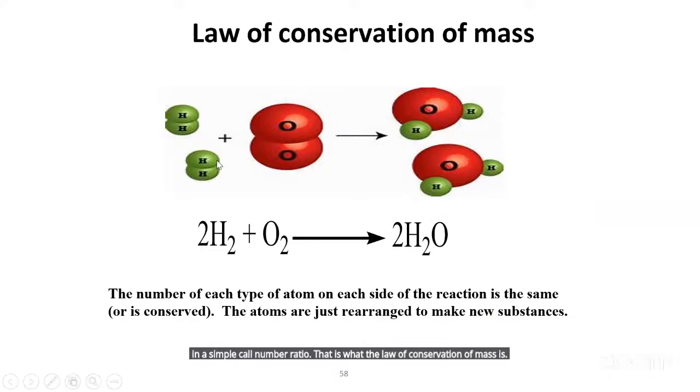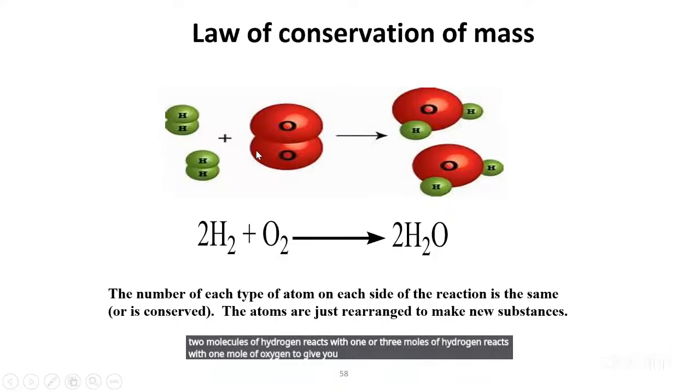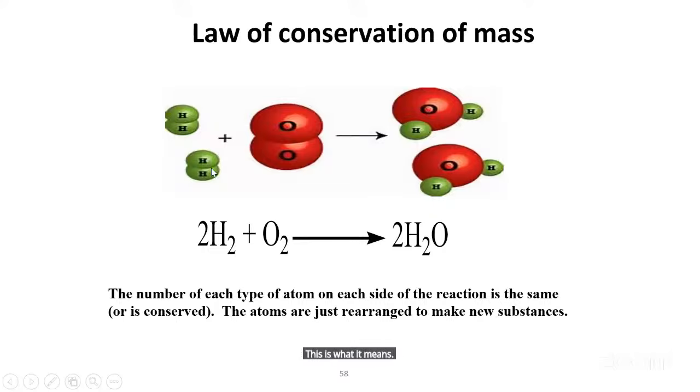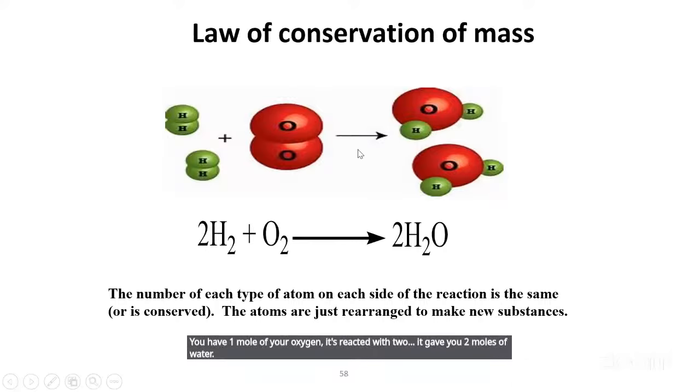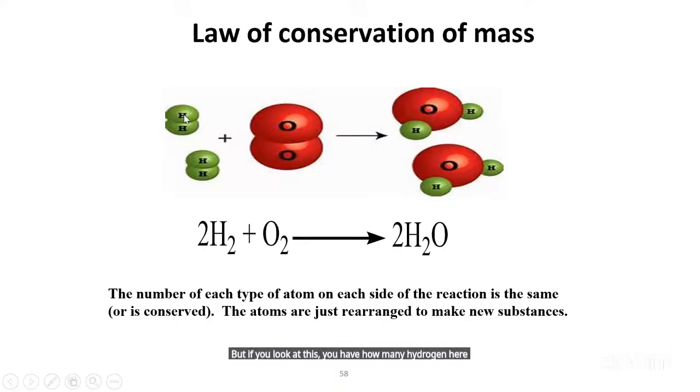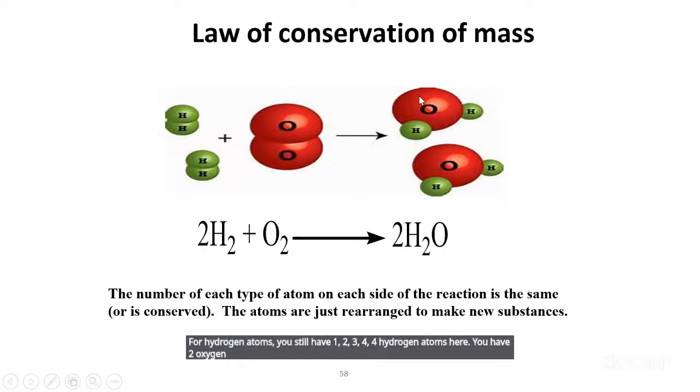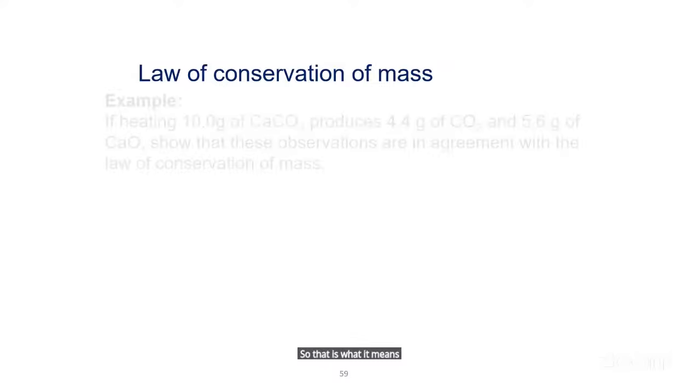Okay, good. We have a typical example here. You see that 2 moles of hydrogen react with 1 mole of oxygen to give you 2 moles of water. This is what it means. You have your 2 moles of hydrogen here, you have 1 mole of your oxygen, it reacted, and it gave you 2 moles of water. But if you look at this, how many hydrogen atoms do you have here? If you count it, 1, 2, 3, 4. 4 hydrogen atoms. You still have 1, 2, 3, 4 hydrogen atoms here. You have two oxygen atoms in the reactant side. You still have 2 oxygen atoms in the product side. So that is what it means by law of conservation of mass.